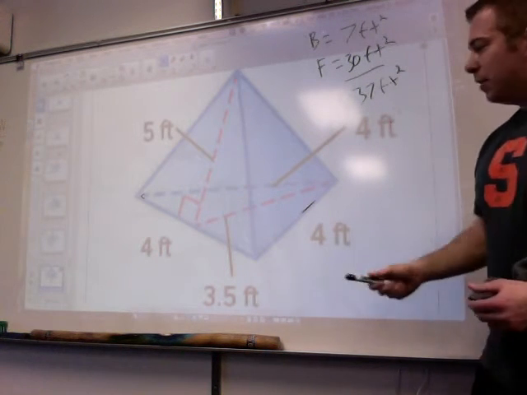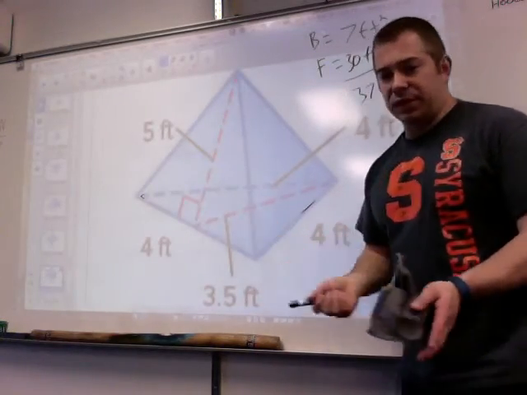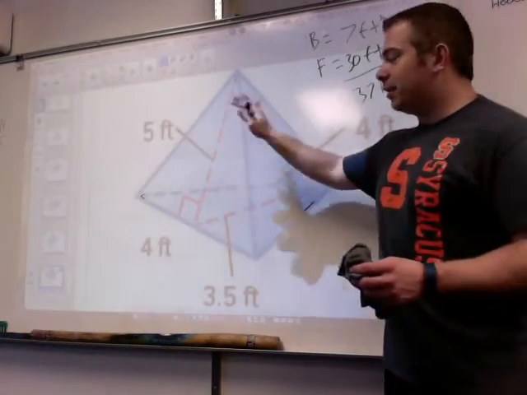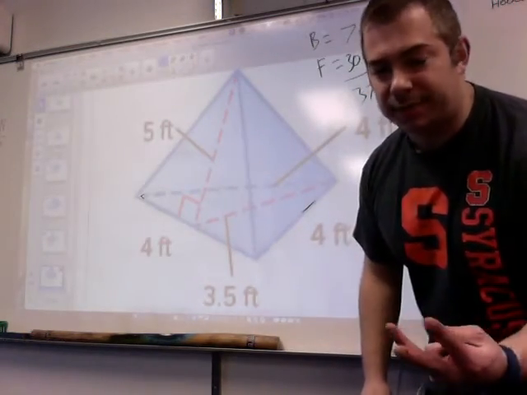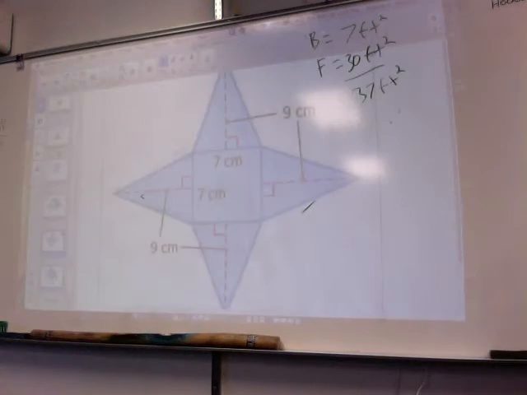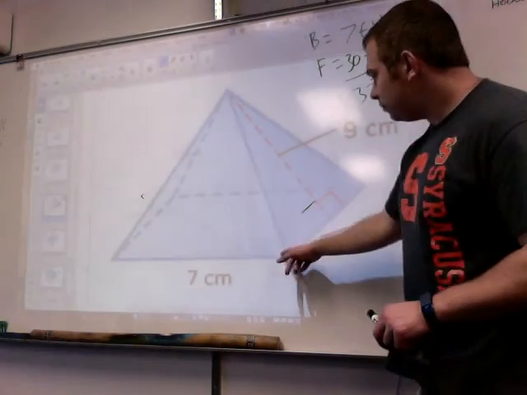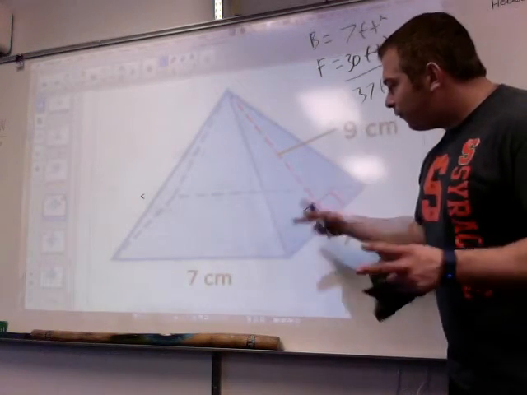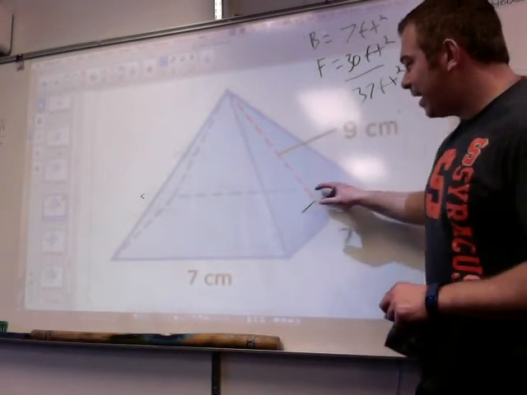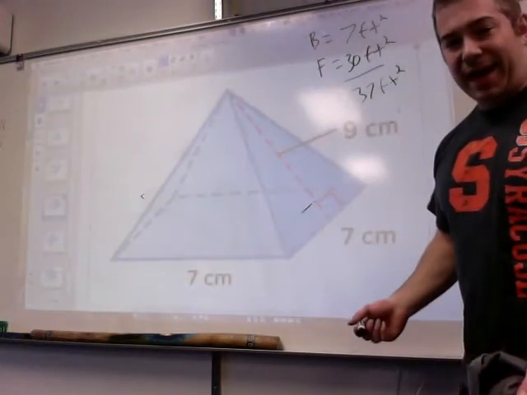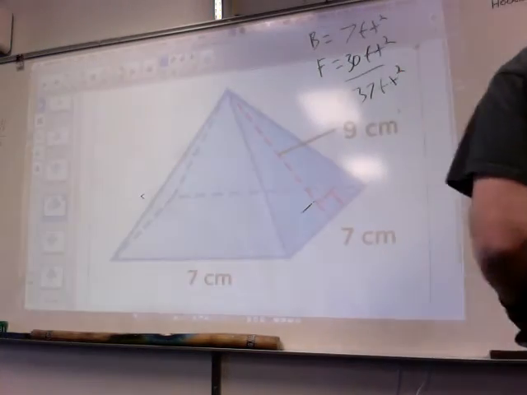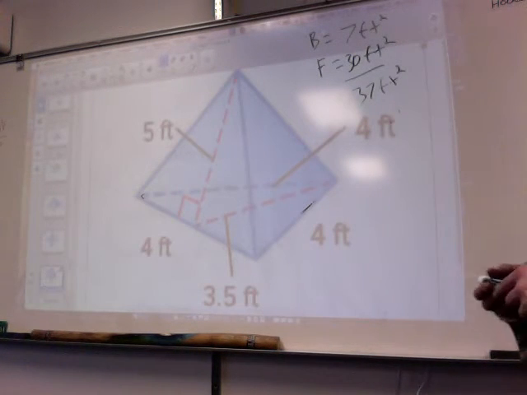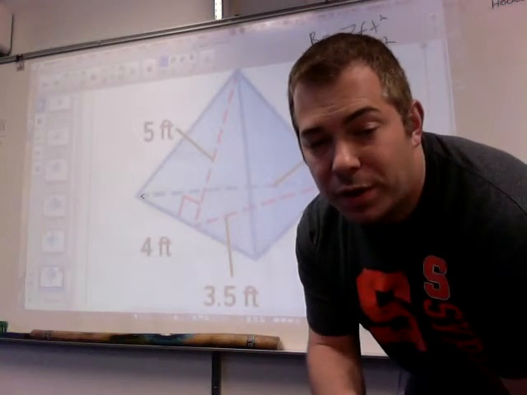Now, triangular bases, here's a little clue for you. Triangular bases are going to have only 3 lateral faces because triangles have 3 sides. If I go back to my rectangular base, a rectangular base is going to have 4 lateral faces because a rectangle has 4 sides. Okay? So keep that in mind. If the base is rectangular, you're going to have 4 lateral faces. If the base is triangular, you're going to have 3.